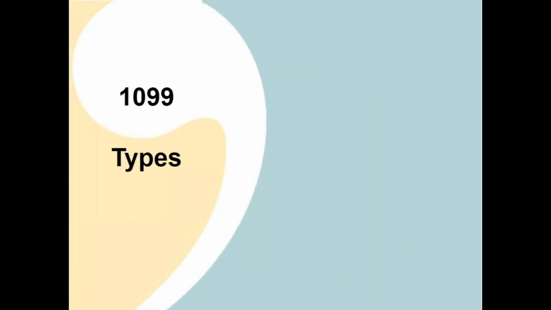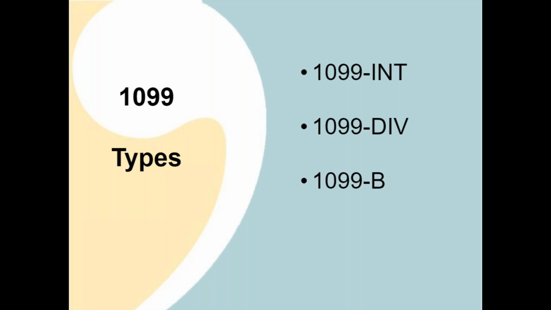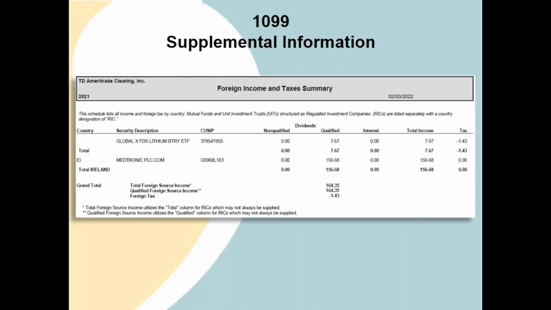There are many types of 1099s. Income from your investment activities will probably show up on one of 3 different types: A 1099-INT will report your interest income. A 1099-DIV will report your dividends. And a 1099-B will report your stock sales and your capital gains and losses. In addition to those things, you might find supplemental information, such as foreign company details that you will need to report your taxes correctly.